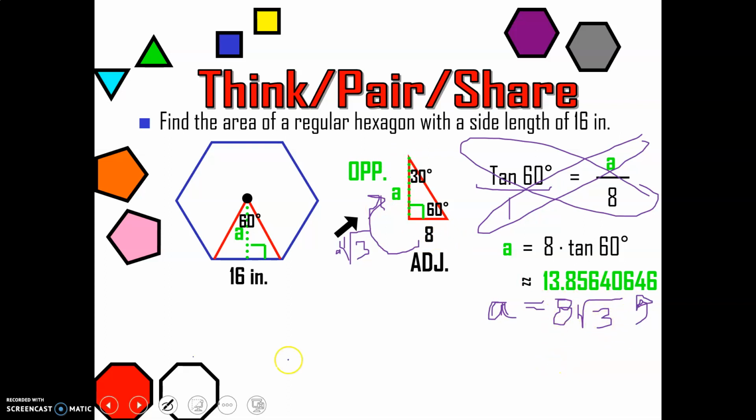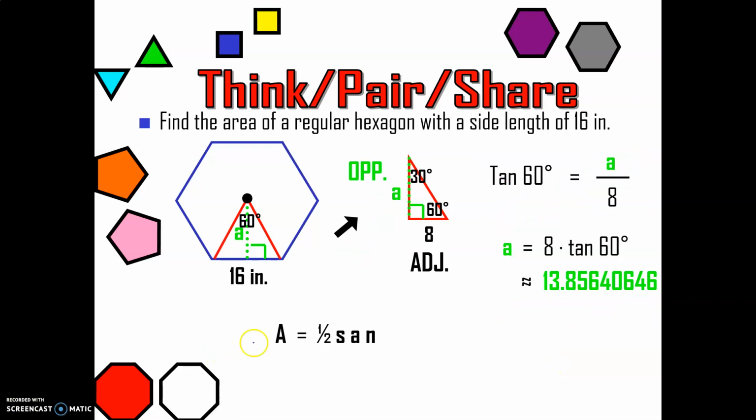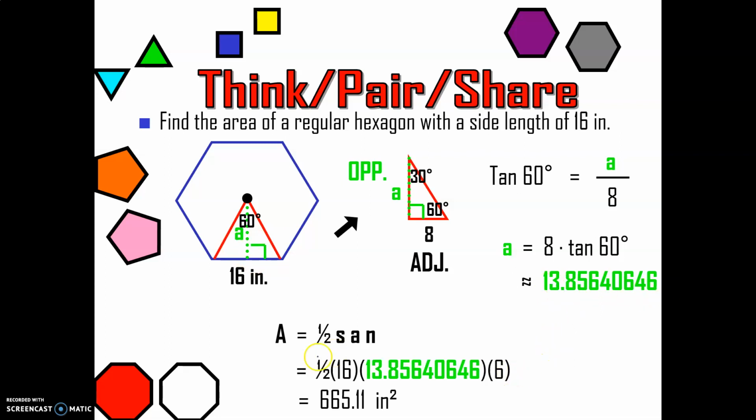All right, so now that we have our apothem, here's our area of a regular polygon formula, 1/2 SAN. So we know the side is 16. We now know our apothem is about 13.856, and we have 6 total sides. So again, I am rounding at the very end. If you multiply all this correctly, you should end up with 665.11 square inches.